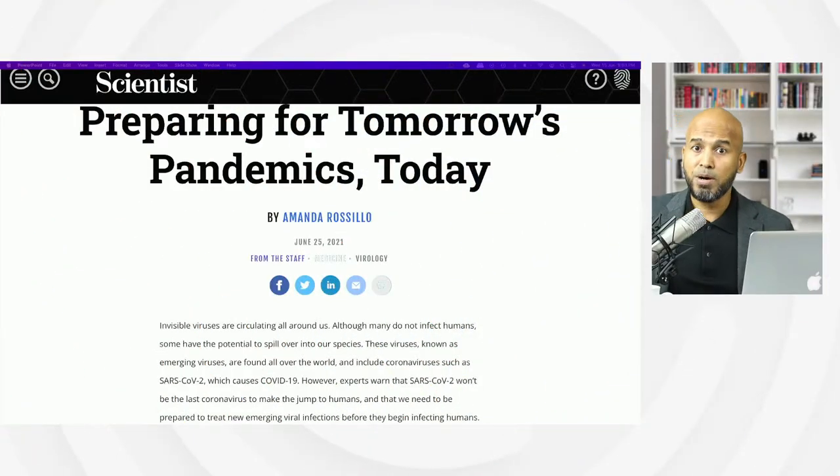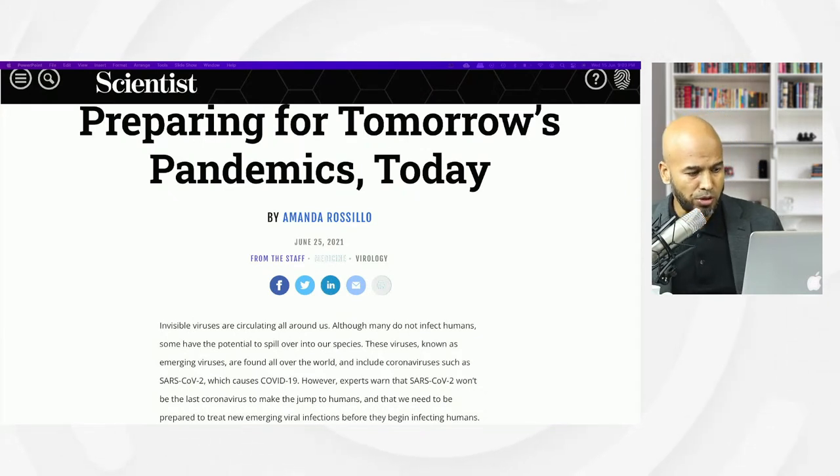So the heading says, preparing for tomorrow's pandemic today. And the text is, invisible viruses are circulating around us. Although many do not infect humans, some have the potential to spill over into our species. There is a chance. These viruses, known as emerging viruses, are found all over the world and include coronaviruses such as SARS-CoV-2, which causes COVID-19. However, experts warn that SARS-CoV-2 won't be the last coronavirus to make the jump to humans, and that we need to be prepared to treat new emerging virus infections before they begin infecting humans.